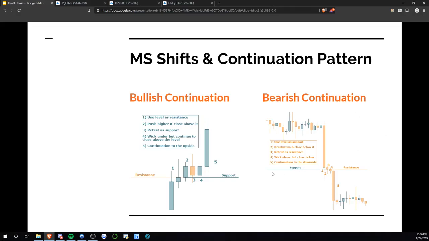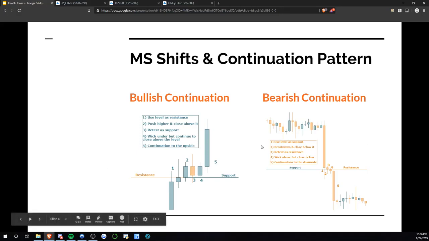We have this support level. I got it from a low, just like I got this from a high. I just could not fit it all on this screen here, so I got it from a low. Price pushes down, uses it as support. As you can see, it pushes lower and gets bought back up and closes above support.